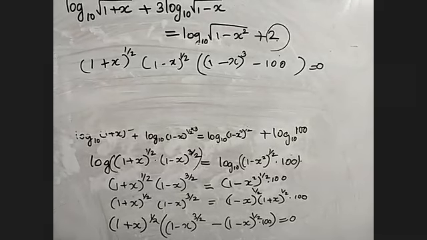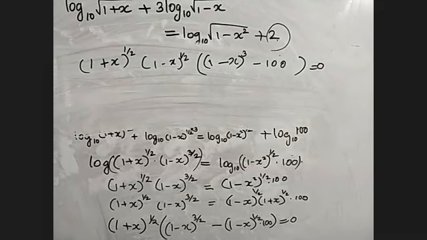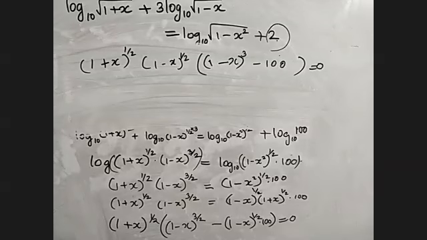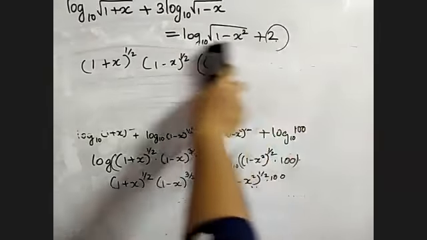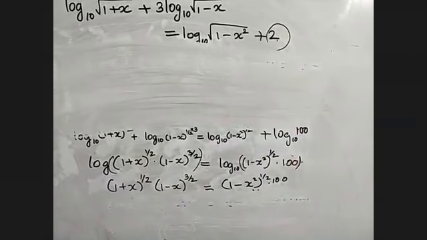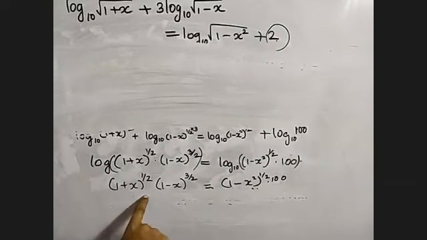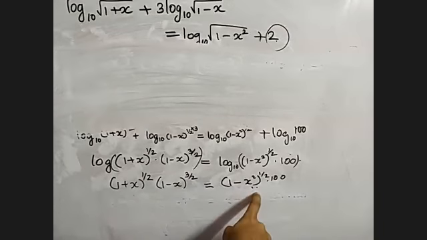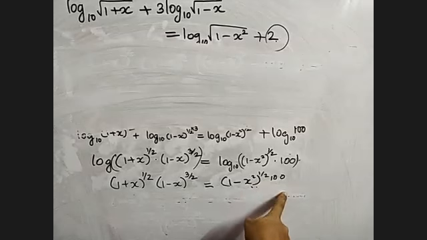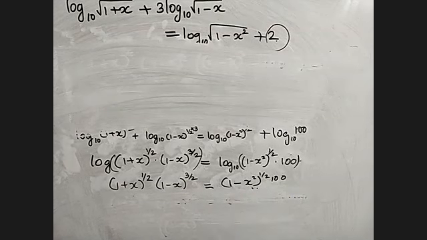Ma'am, 3 by 2, isn't it? Yes. Ma'am, if we square that, it won't go up to this. This much is okay. This much is okay. Ma'am, 3 by 2, isn't it? 1 minus x is gone. Yes, 1 plus x the whole raised to 1 by 2, 1 minus x the whole raised to 3 by 2, 1 minus x square the whole raised to 1 by 2 into 100.